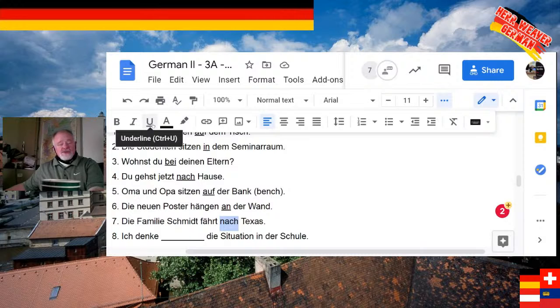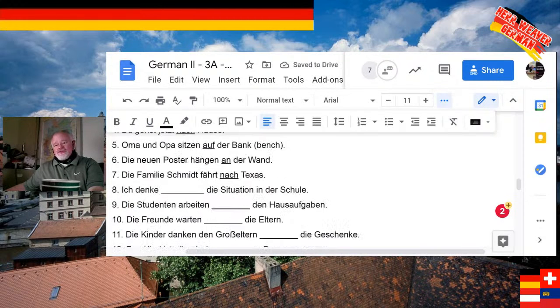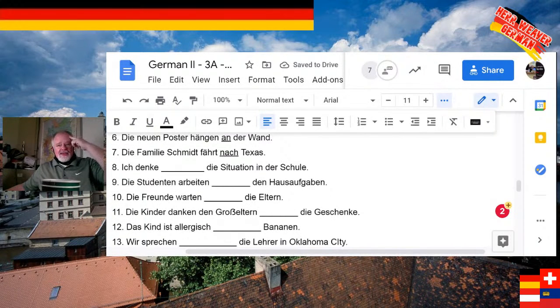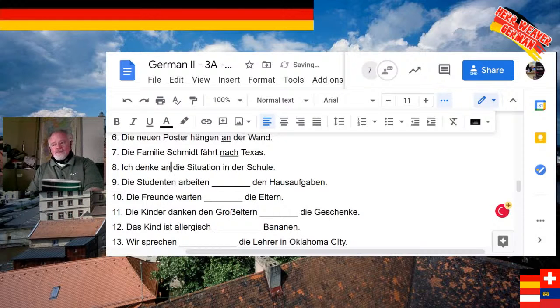Also used with Haus too, but this one's a phrase. Denken, remember the phrase? Denken blank die Situation. I'll let you guess what die Situation is. But ich denke, remember the preposition that goes together with denken? In English, we say I'm thinking about it, or I'm thinking on it. But in German, it's an. Ich denke an die Situation in der Schule. I'm thinking about it.